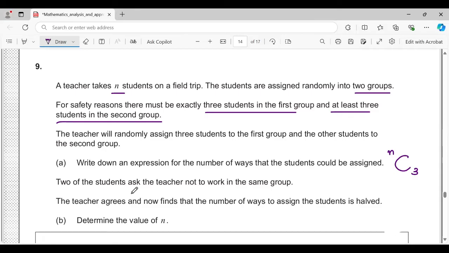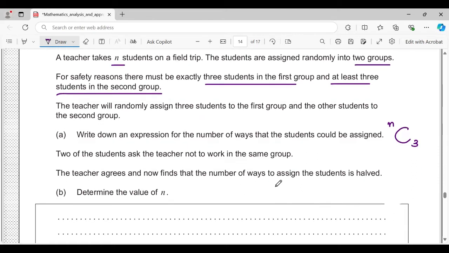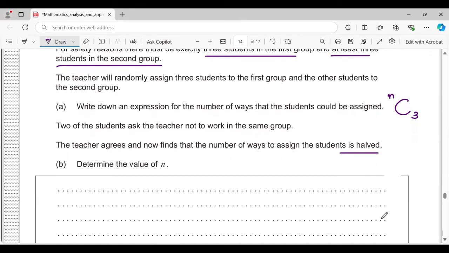Two of the students asked the teacher not to work in the same group. The teacher agrees and now finds that the number of ways to assign the students is half. Determine the value of n. So this is part A and part B. I will begin with the number of ways.